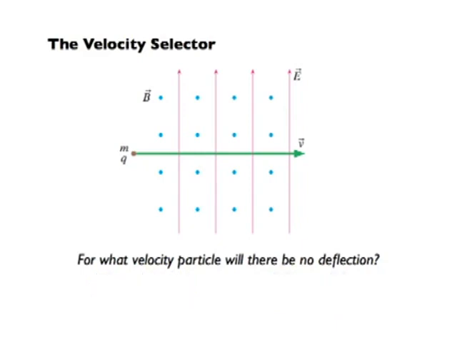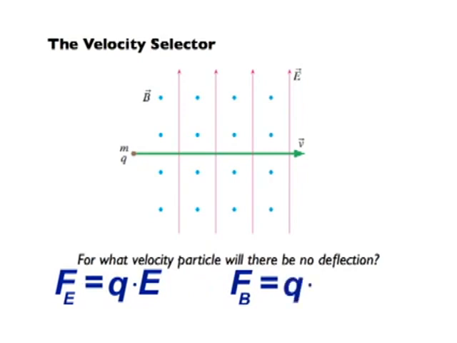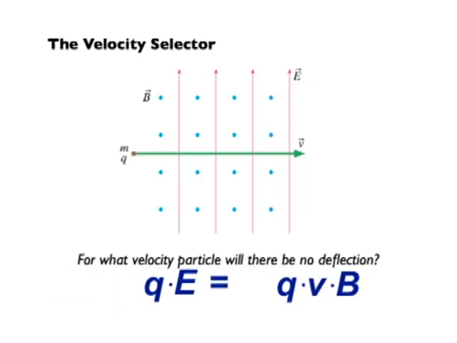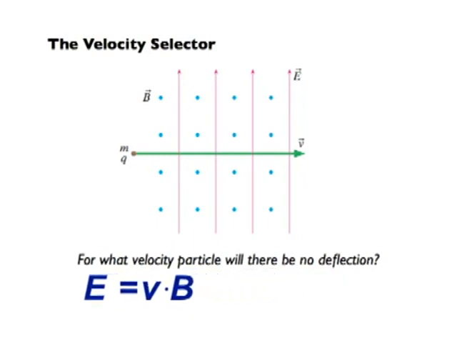What is the magnitude of a force on a charged particle with charge Q in an electric field of magnitude E? Force is equal to Q times E. What's the force due to the magnetic field? Well, it's Q times V times B. So these two are going to be equal to each other. And so I can say Q times E is equal to Q times V times B. Here's what happens. Charge cancels, and I get an expression for the velocity. There will be no deflection only if the velocity is equal to E divided by B.